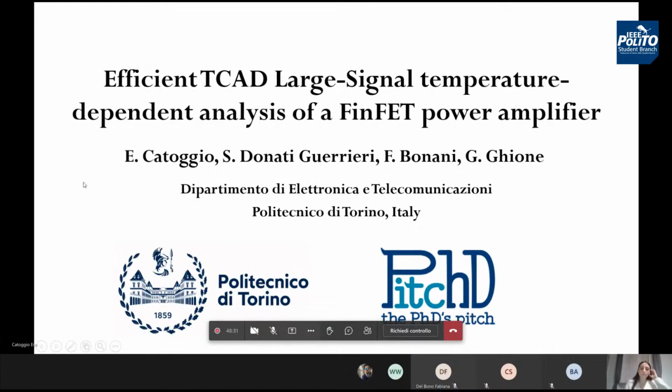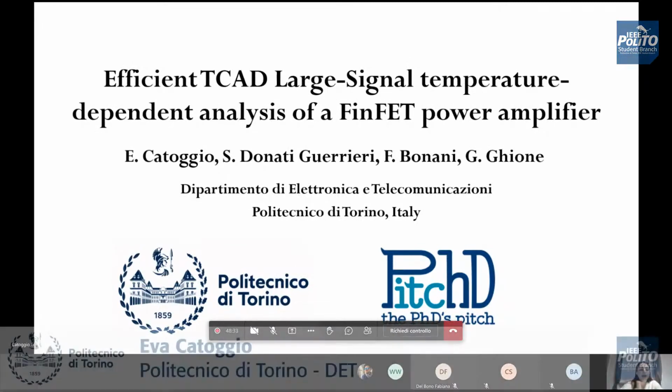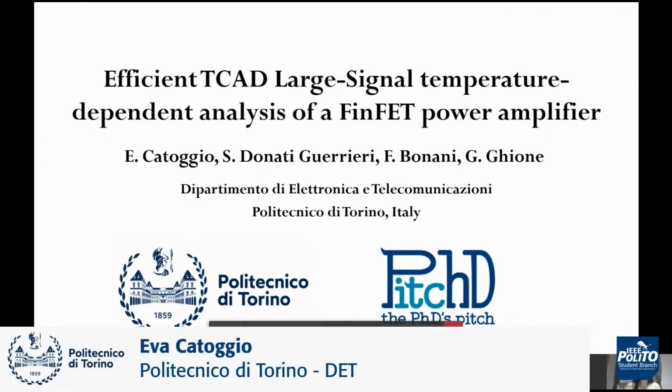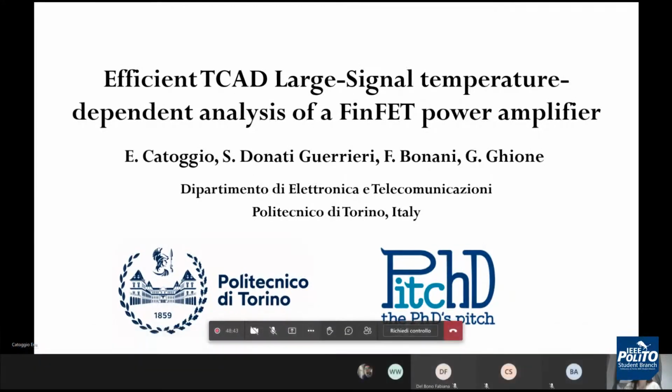Okay. Hi, everyone. I'm Eva Catoggio, and today I'm going to present the efficient TCAD temperature-dependent analysis of a FinFET power amplifier in large signal conditions.